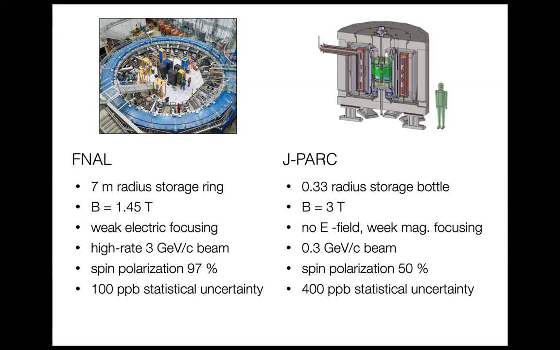Because of the size, it has to use lower energy muons, and that comes with a tall inner spin polarization. Because of the high gamma, the pions decay easily into one direction. It's harder to create polarized muons at such a low energy. And the goal of the experiment is 400 ppb uncertainty, which is comparable to the previous experiment, compared to the 4 times improvement for the Fermilab beyond g-2.